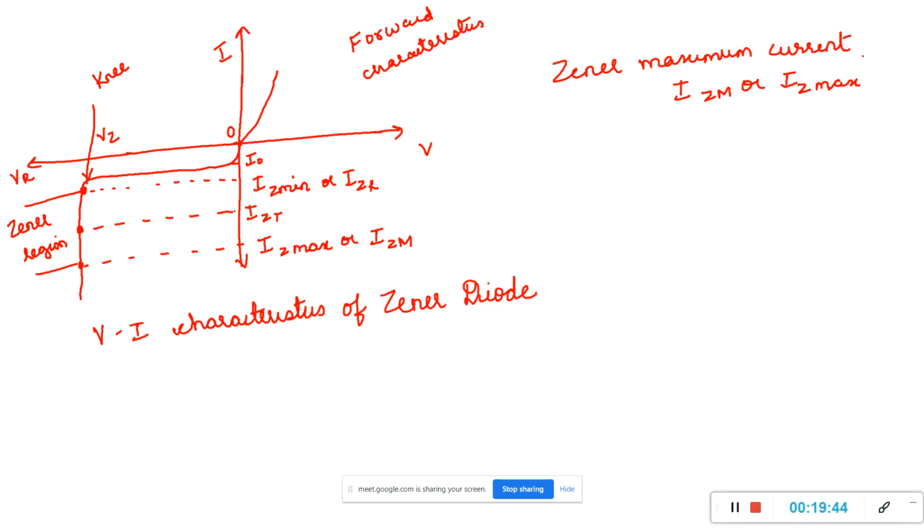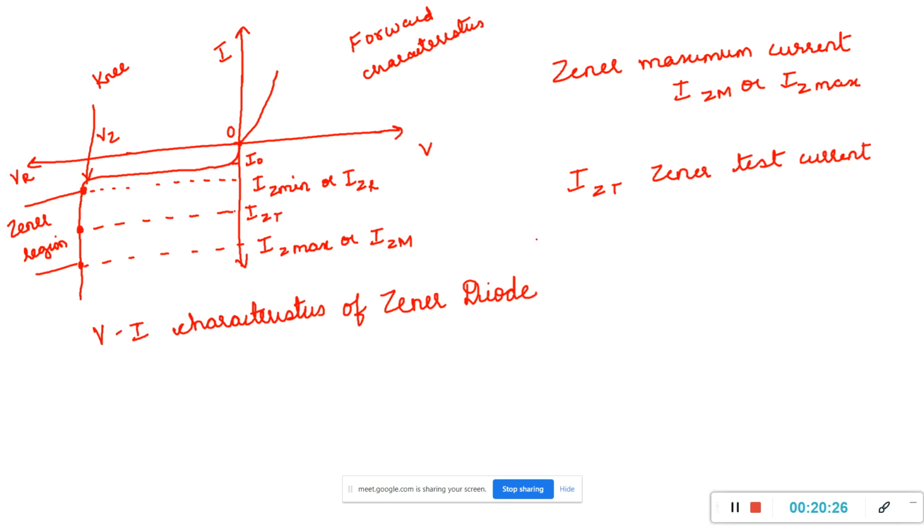Okay. The current at which the nominal Zener breakdown voltage is specified is called Zener test current. So what is IZT? The current at which nominal Zener breakdown voltage is specified is known as Zener test current IZT. So the Zener breakdown voltage here almost remains constant. Here you can see at the VZ point the voltage almost remains constant.